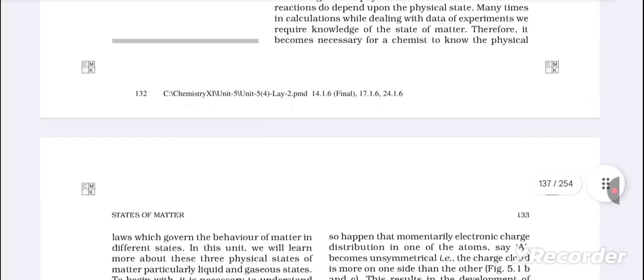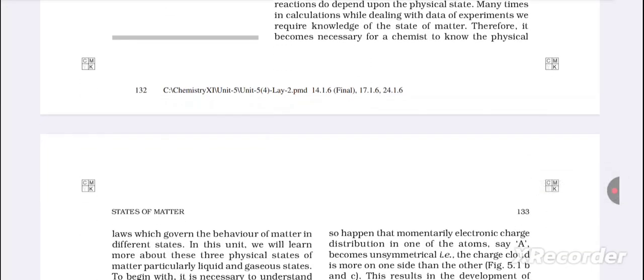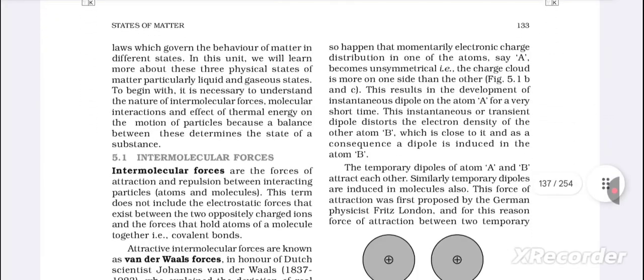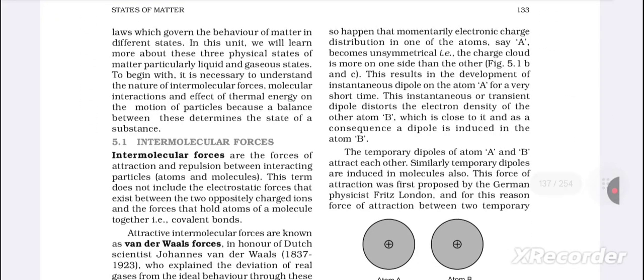Therefore it becomes necessary for a chemist to know the physical laws which govern the behavior of matter in different states. In this unit we will learn more about these three physical states of matter, particularly liquid and gaseous state. To begin with, it is necessary to understand the nature of intermolecular forces, molecular interaction and effect of thermal energy on the motion of particles, because a balance between these determines the state of a substance.